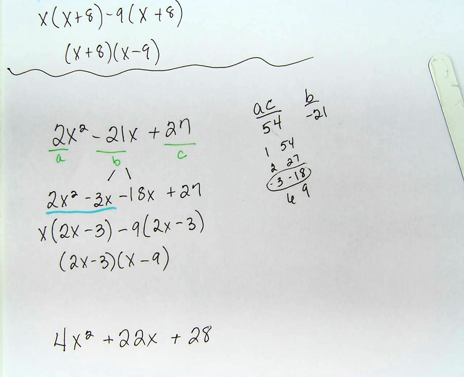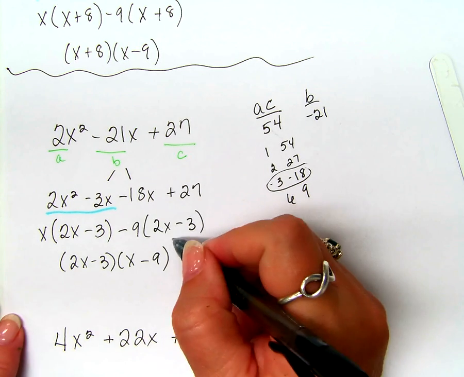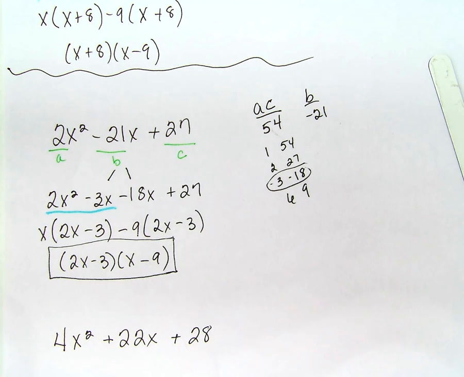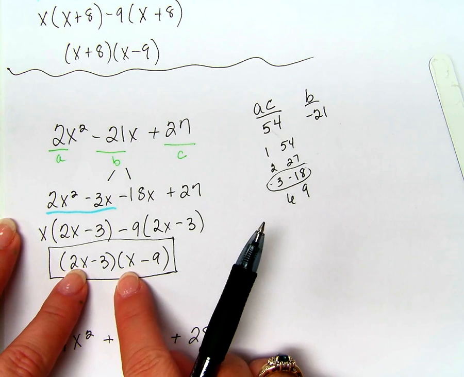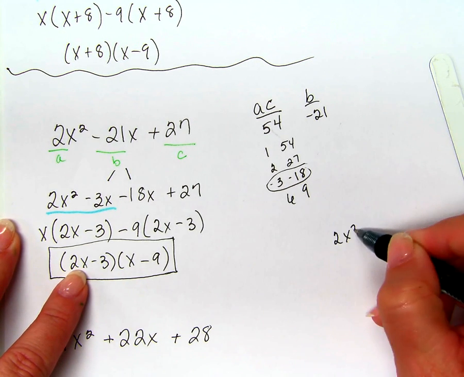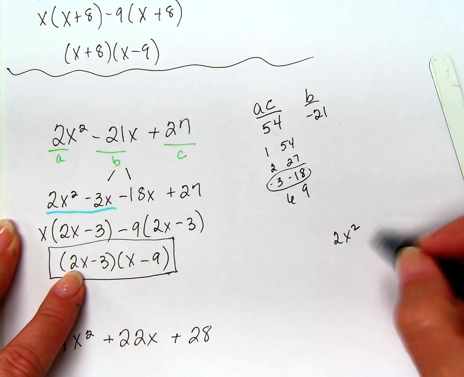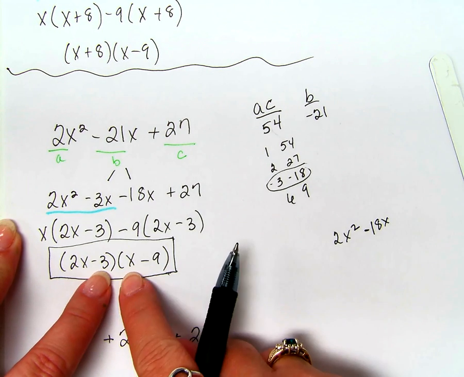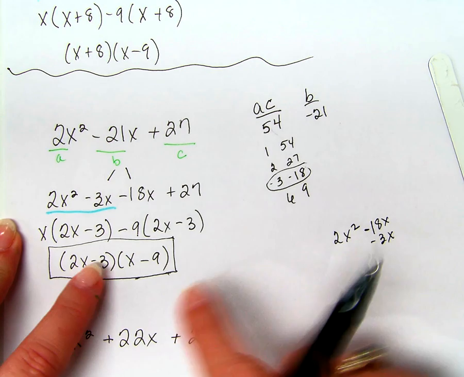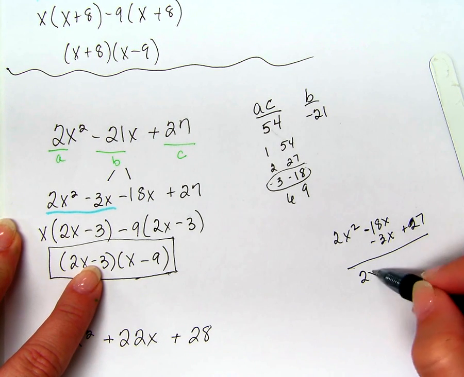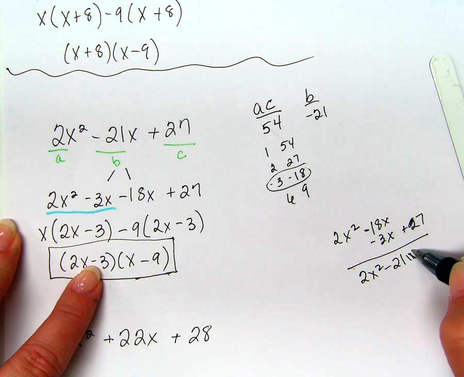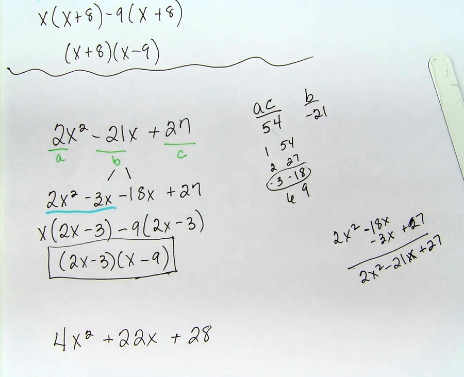Now, should I ever get any of these wrong? No, because what could I do with this to check it? Close. Multiply it out, right? Distributive property, FOIL for some of you, right? Let's check, just for giggles. What's 2x times x? 2x squared. What's 2x times negative 9? Negative 18x. What's negative 3 times x? Negative 3x. And what's negative 3 times negative 9? Oops, 27. 2x squared minus 21x plus 27. Oh my goodness. We are so smart.